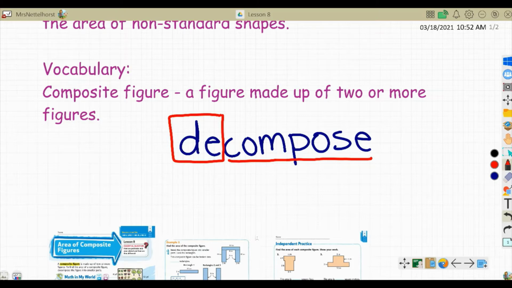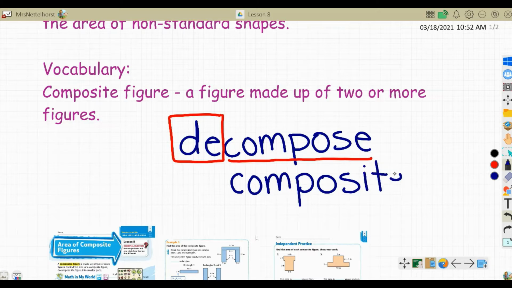Now, if you look at the word composite, you will notice that you see the word compose in there. They dropped the E to add ITE, but you will see the word compose. So when you have a composite figure, that means it's a figure put together with other figures. So that may help you remember that, or it may not. But anyway, there it is.